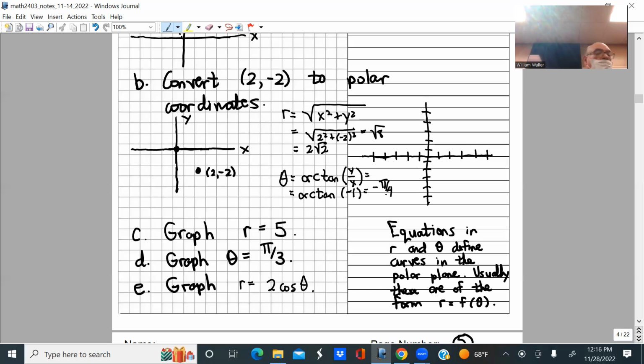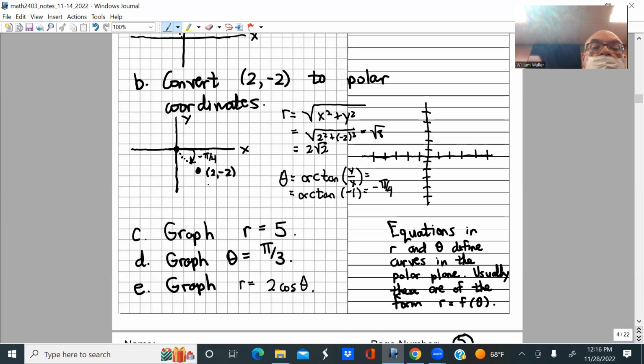So remember, arctangent gives you angles between minus pi over 2 and pi over 2. So if you want the arctangent of a negative number, it's going to give you a negative angle in the fourth quadrant. That's fine here because that's where we're at, right? We're down here in the fourth quadrant. So minus pi over 4 works perfectly as our theta value.